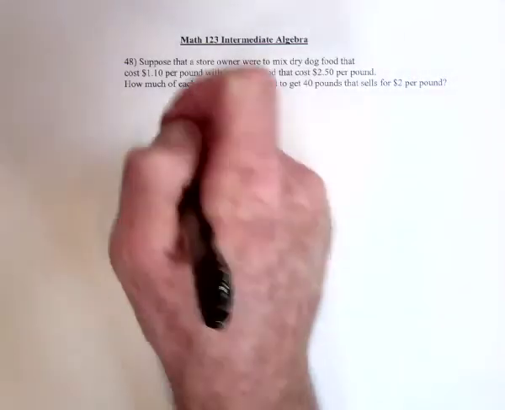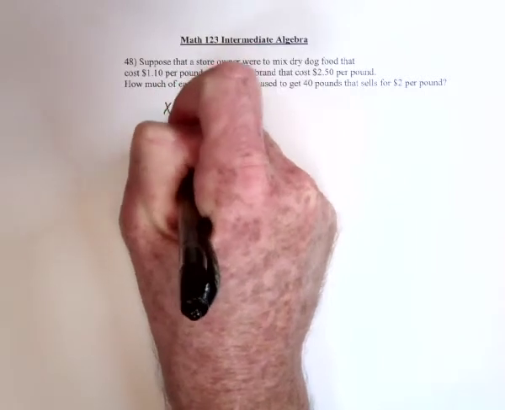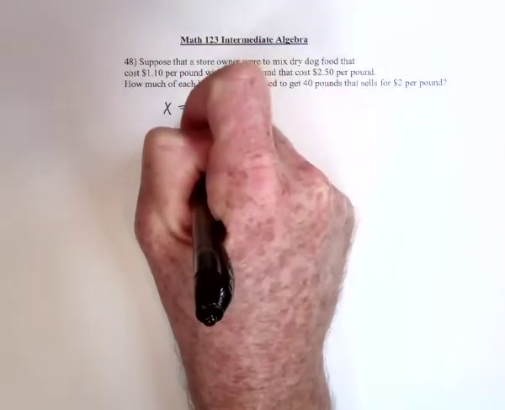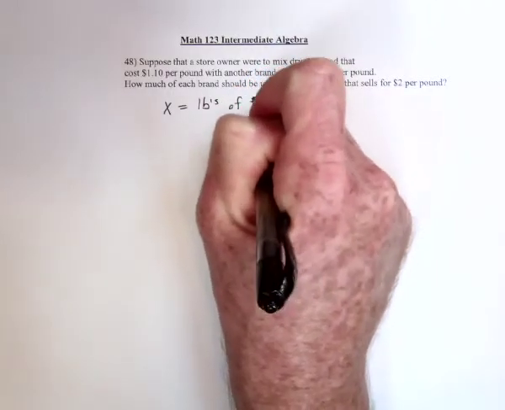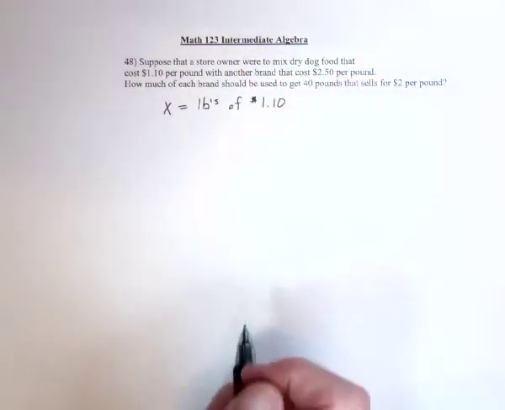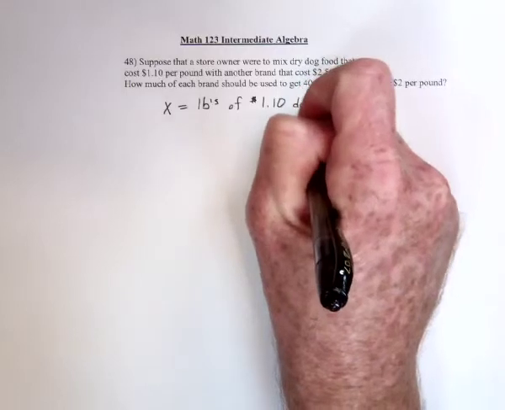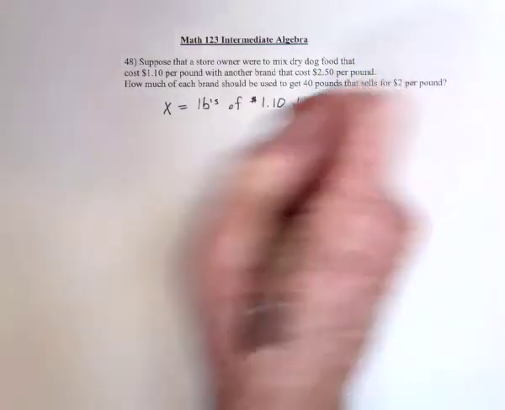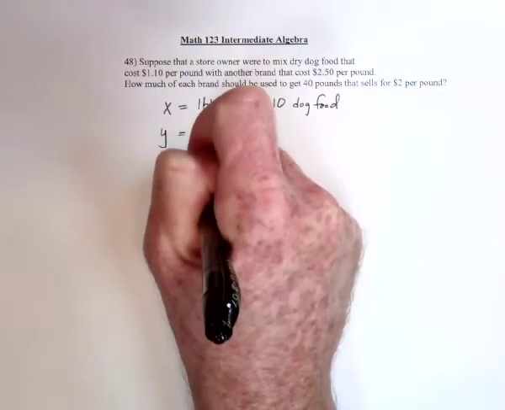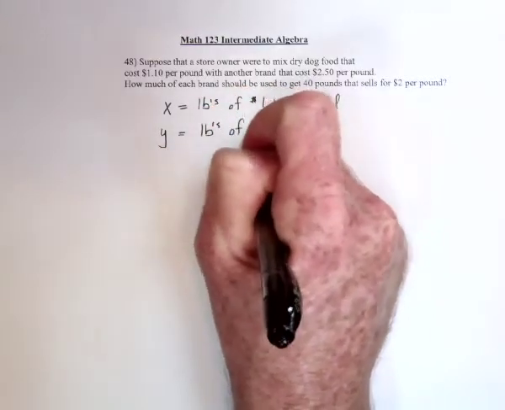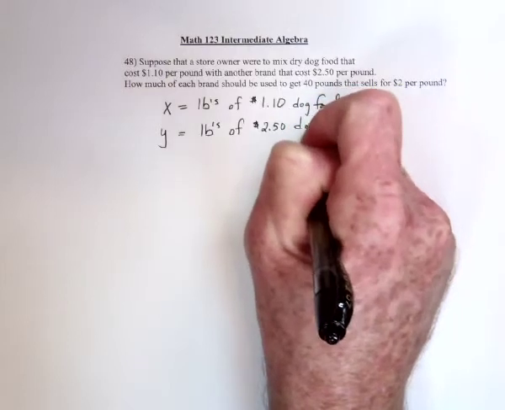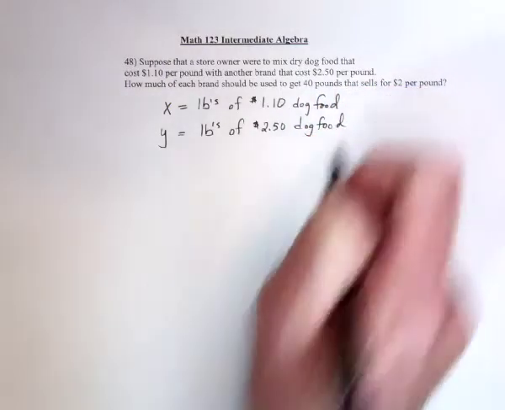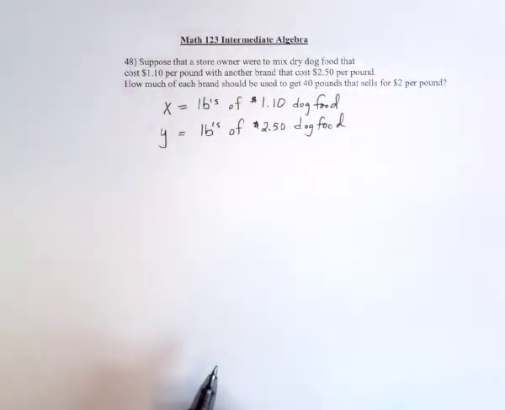Okay, so we've got two types. There's X, which could be the pounds of this one, dog food. And then Y could be how many pounds of the more expensive one, $2.50 dog food. And because we have two variables, we're going to need to come up with two equations.